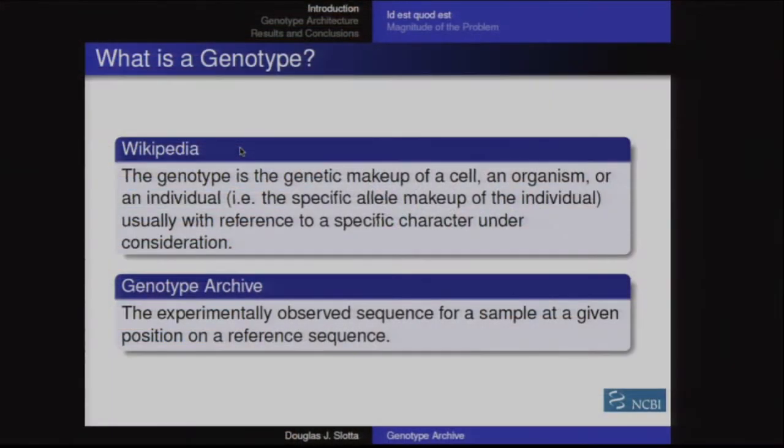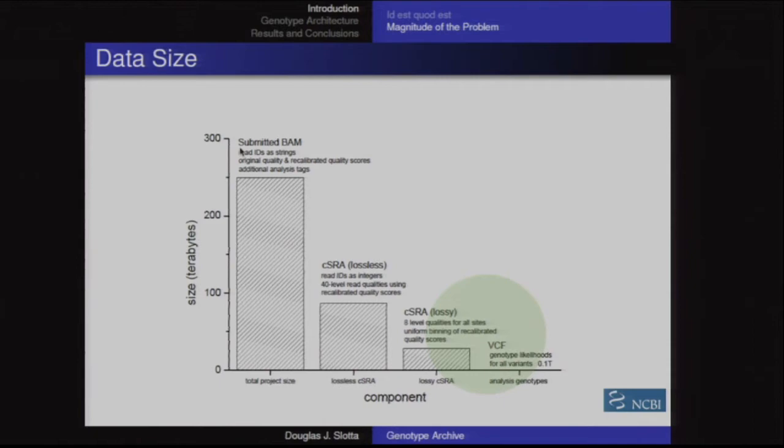I don't need to teach anything other than what a genotype is. It's basically the difference between your genome and someone else's genome. To give a size of the data, the big bar on the left is the raw sequence data, the BAM files that are the short reads that are assembled to make the genome. And then the other two show how we compress it and bring it down. And then there's my little data set at the end. It's only small in comparison.